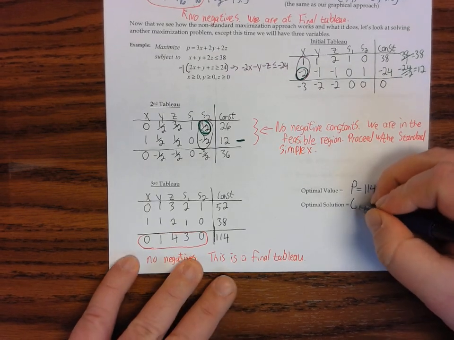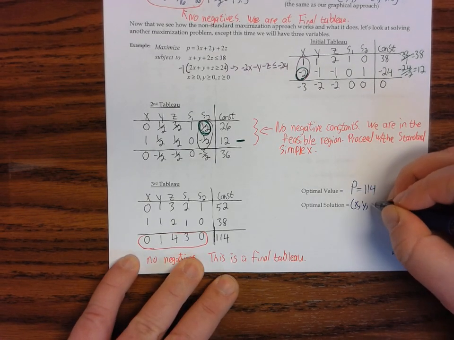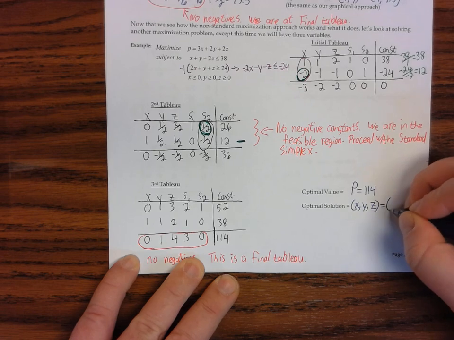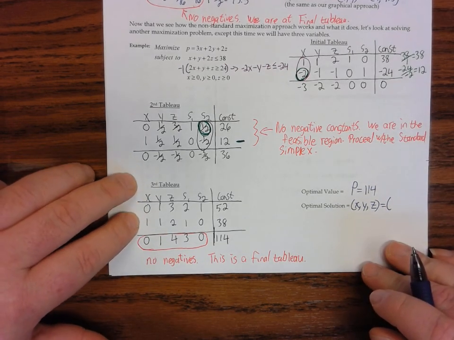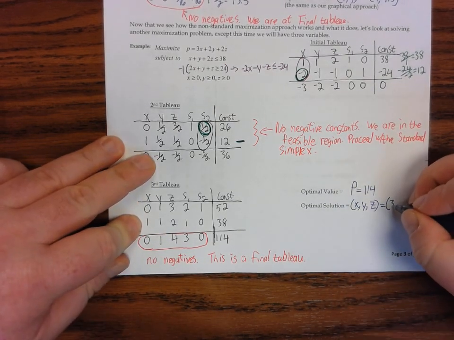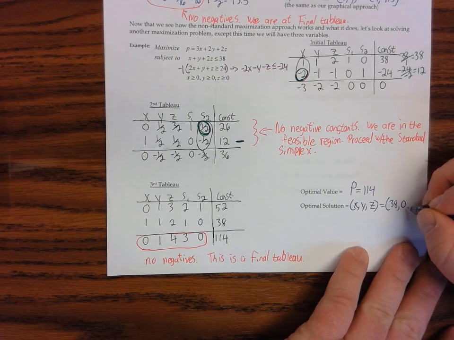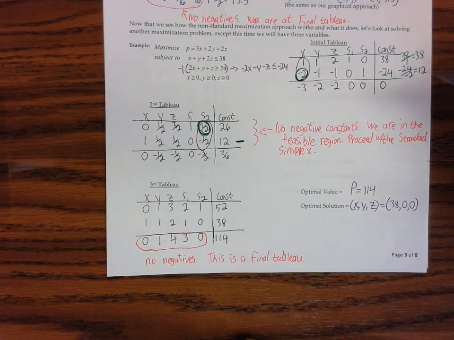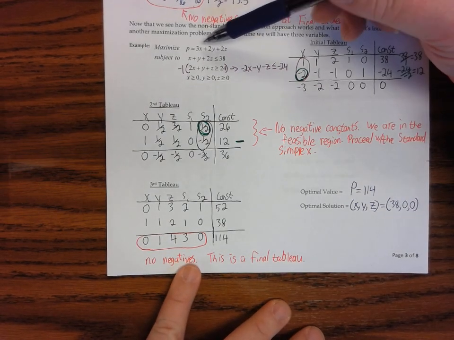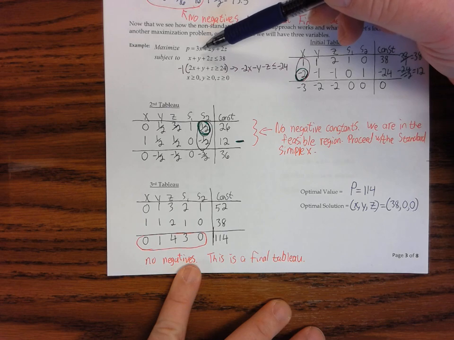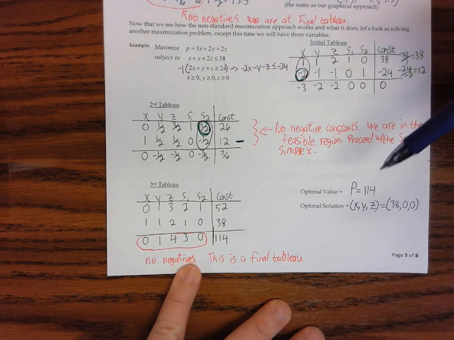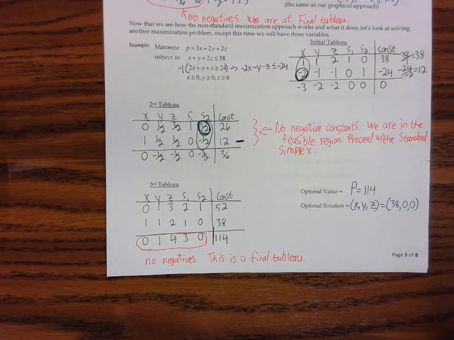And the optimal solution, remember our main variables for this problem are x, y, z. X is active in the second row, so x is 38. Y and z are both inactive and therefore equal to 0. If we check this in our objective function, 3 times 38 is indeed 114 plus 0 plus 0. So P does equal 114 at this point. So there's our maximum value of P.